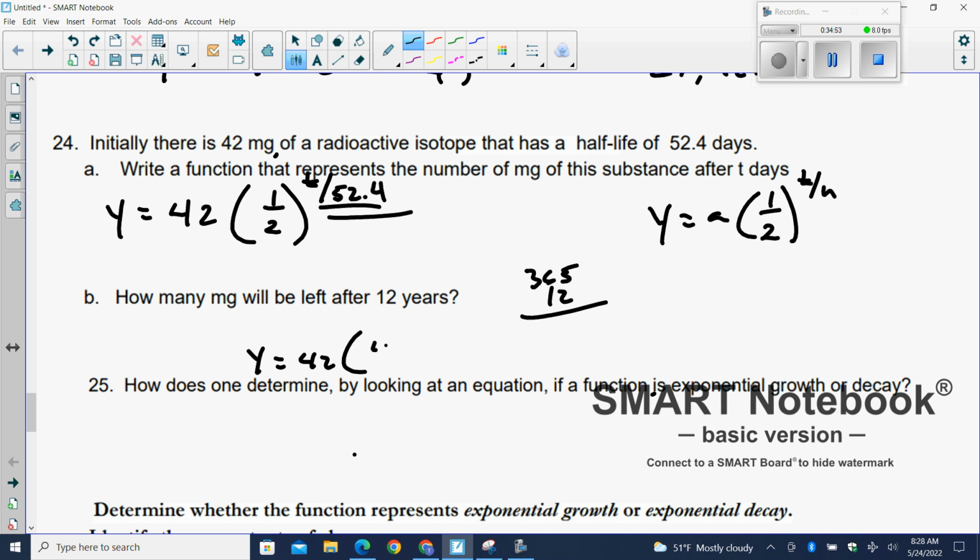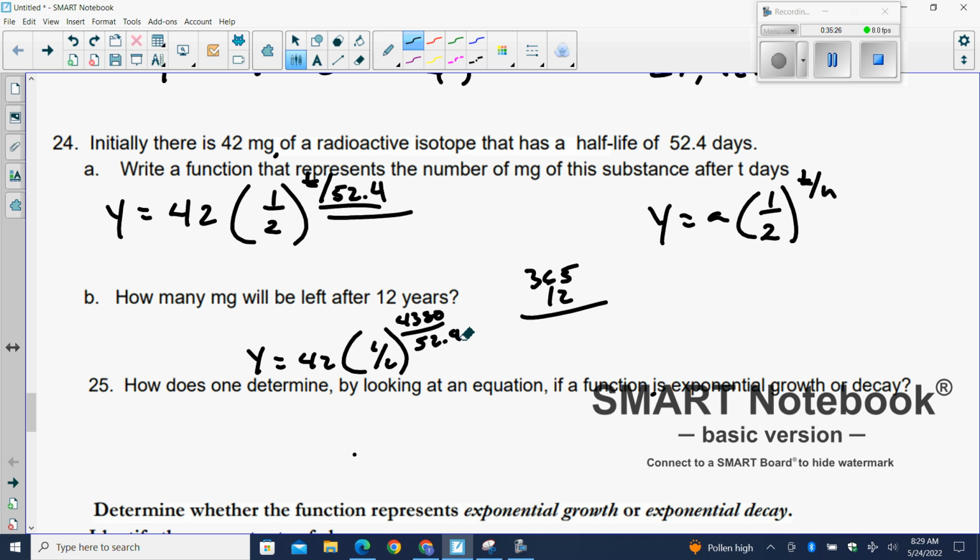When you erase this, because it's kind of in the way, I'm going to jump down here. y equals 42 times 1/2 to the 4,380 divided by 52.4. Type that into your calculator. Make sure we get the same answer. 42 parentheses 1/2 raised to the parentheses 4,380 divided by 52.4.